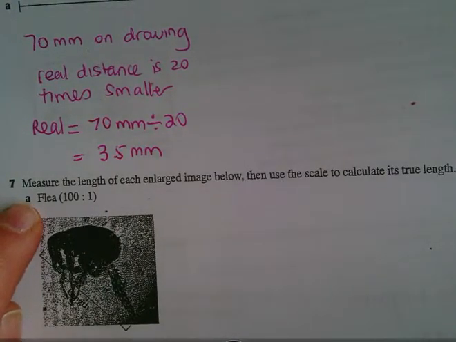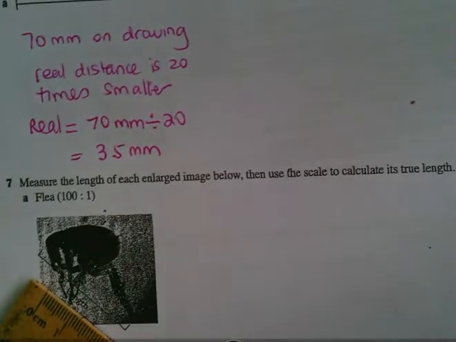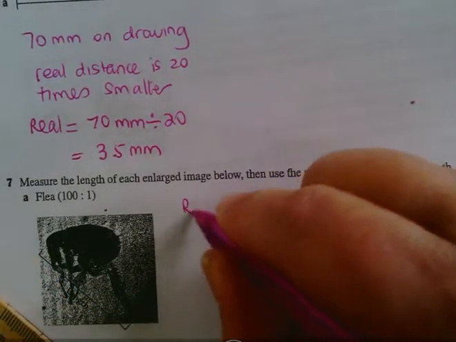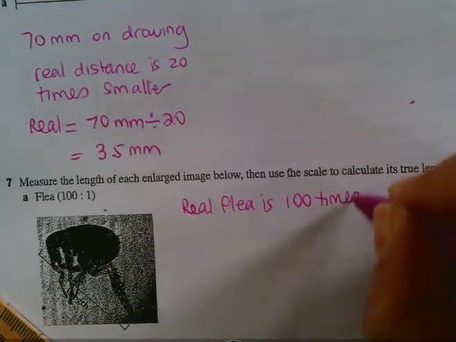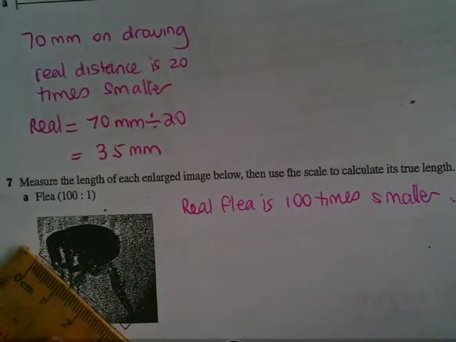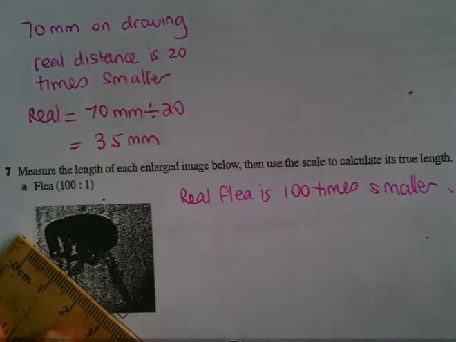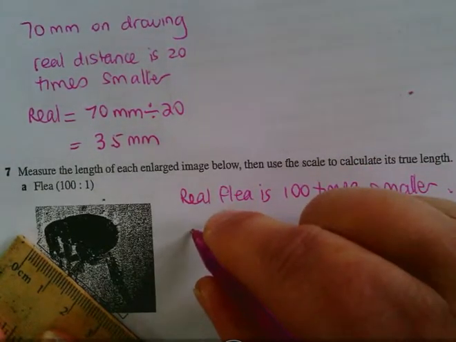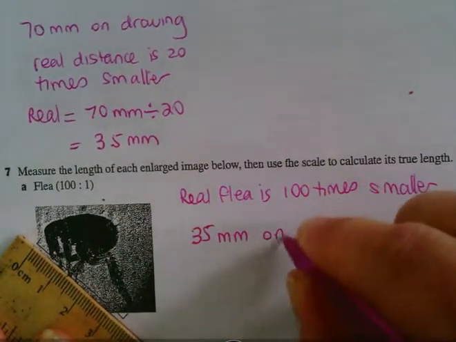And the flea is, what, 100 times bigger than this or 100 times smaller? Thank goodness. So girls, the real flea is 100 times smaller. Off you go. I've got one. So what do we got, girls? I'm thinking 3.5. Can we do it in millimeters? Because the flea is going to be really small. So 35 millimeters on the drawing.